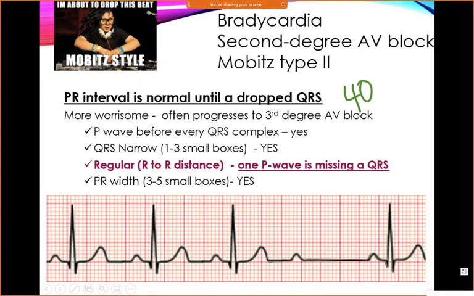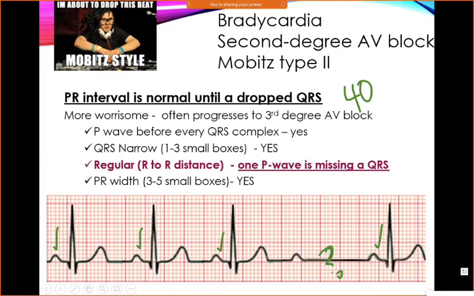Is there a P before every QRS? One, two, three. Oh, I think something's missing here. Yes, there's something wrong, so we're probably at that second degree. Because remember, first degree isn't going to have anything missing or anything wrong with it. A first degree is just going to have a long PR interval.